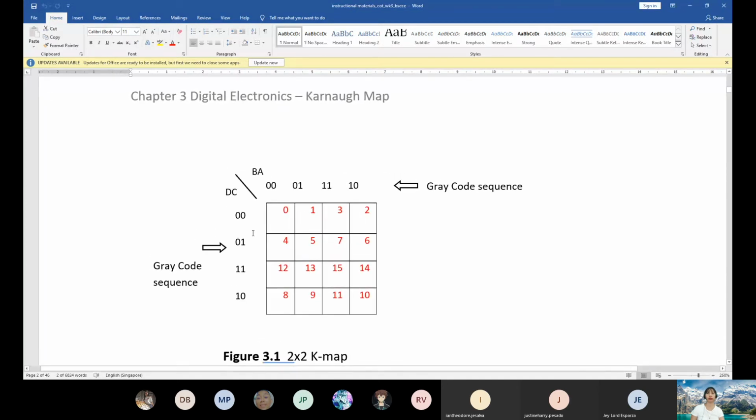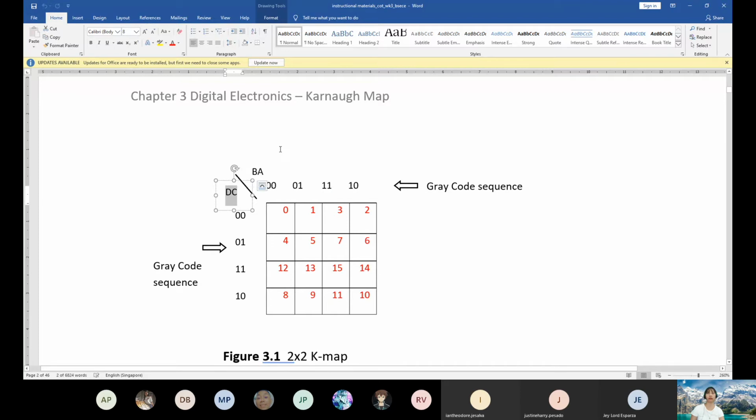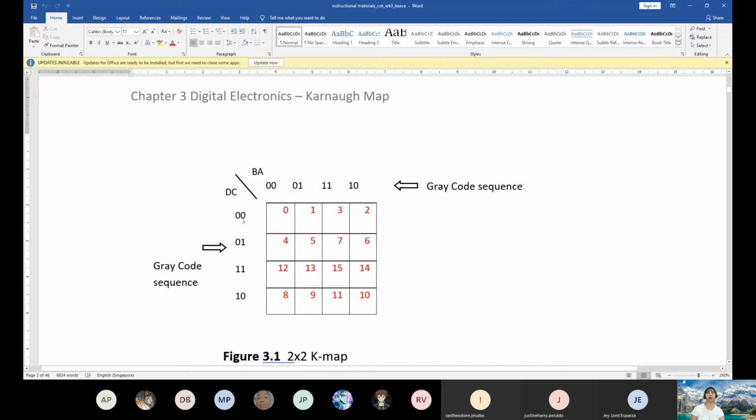Okay, so these are actually the inputs. The inputs are DC and BA. Let's say for DC, you have 2 inputs, so you have 4 possible combinations for D and C, same as with B and A. We have 4 possible combinations for B and A.